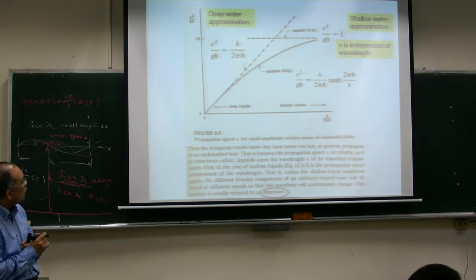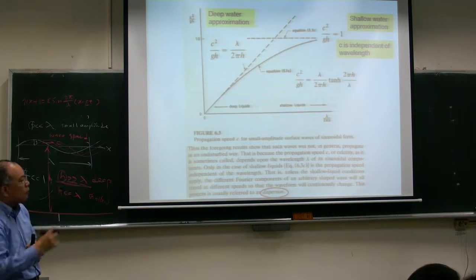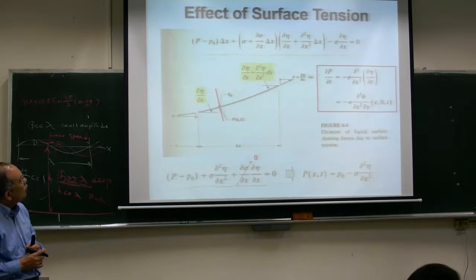So this is called dispersion. When waves propagate at different lambda and propagate at a different speed, we call this kind of phenomenon dispersion. Okay, so that's a liquid wave.